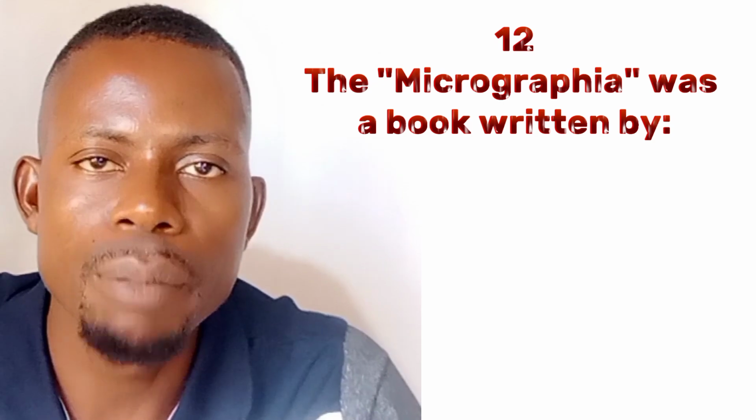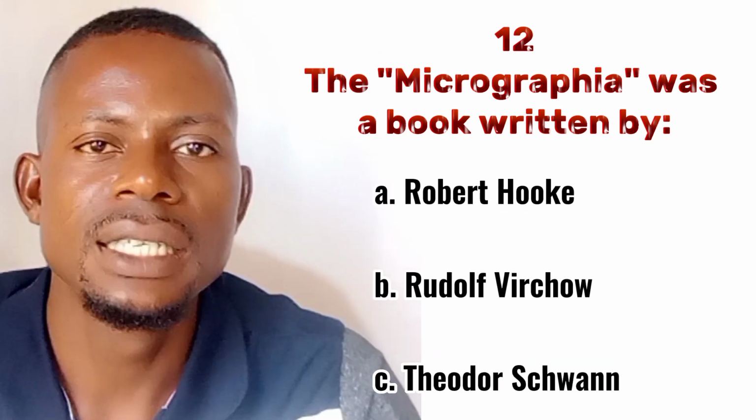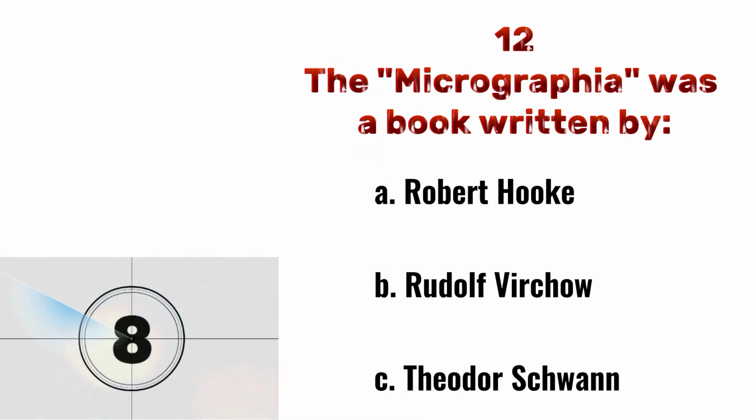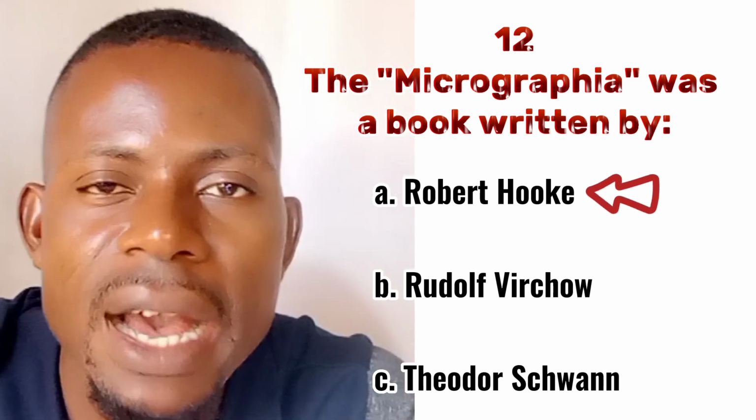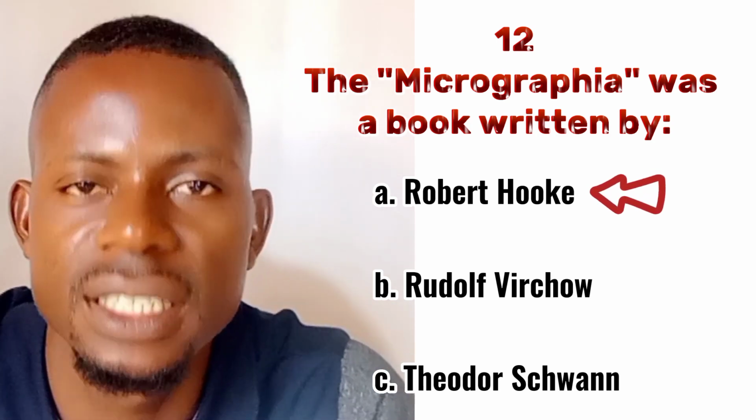Number 12, the Micrographia was a book written by A. Robert Hooke, B. Rudolf Virchow, C. Theodor Schwann. So the Micrographia was written by Robert Hooke and it was published in 1665.